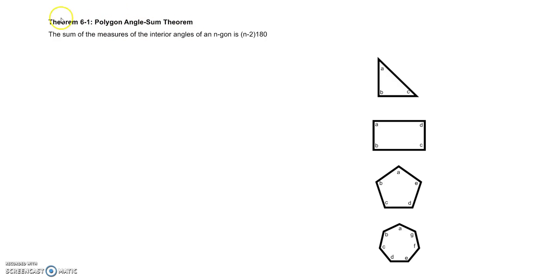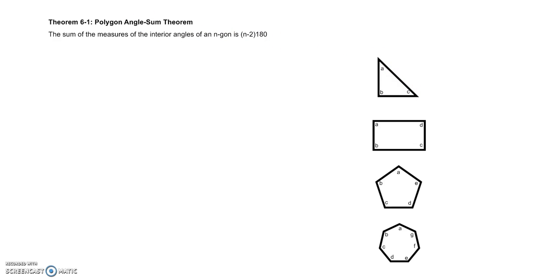Okay? Now what this polygon angle sum theorem says is that the sum of the measures of the interior angles of any n-gon, or polygon, where n is the amount of sides that polygon has, is going to be equal to n minus 2 times 180. So let's quickly show that this works for triangles, which we already know that the interior angles of a triangle add up to 180 degrees, right?